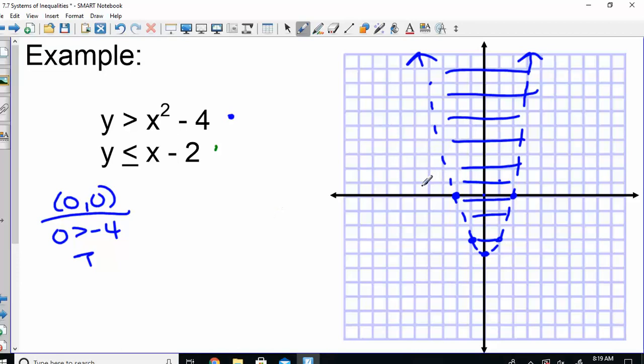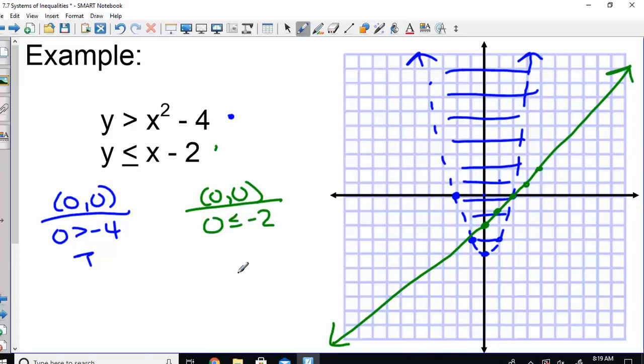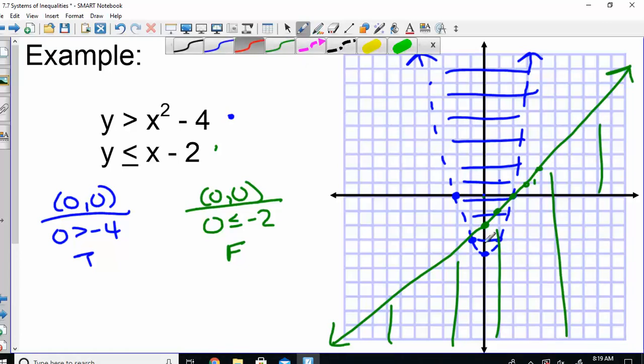That's just a line. You can just graph it. Y-intercept is -2. Slope is 1, so up 1 over 1. Solid or dashed? Solid. If you need your test point, you get 0 is less than or equal to -2, which is false. So 0, 0 doesn't work. That means you have to shade below this line. So where's the overlap? This little bottom part of your parabola.